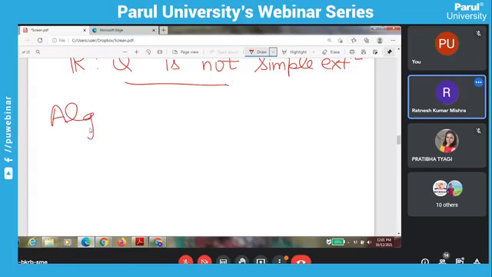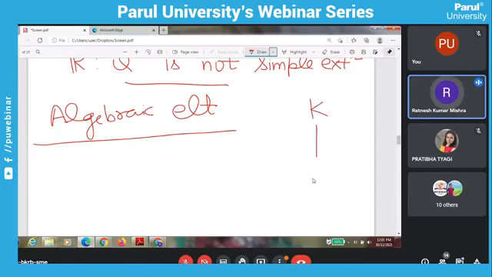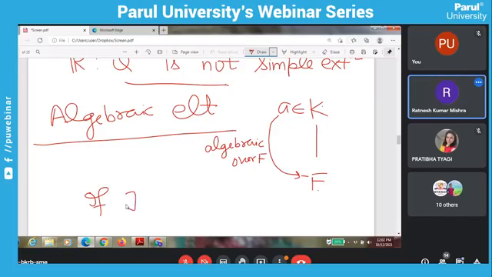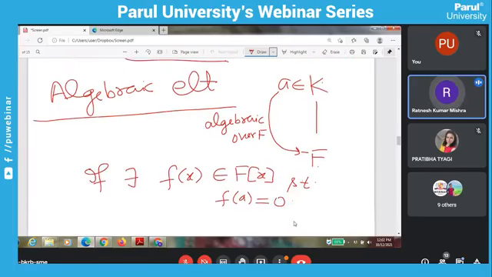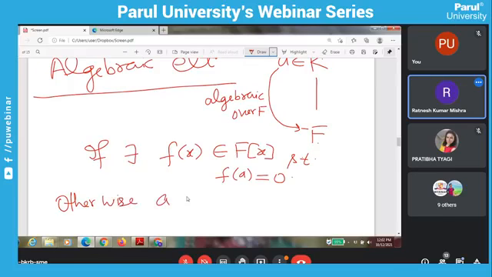Now the algebraic element. So what is an algebraic element? Suppose K is an extension of the field F and a is an element of K. This a is said to be algebraic over F. K is an extension of F and the element a of K is called algebraic over F if there exists a polynomial f(x) over F such that f(a) equals 0. Otherwise, a is transcendental.